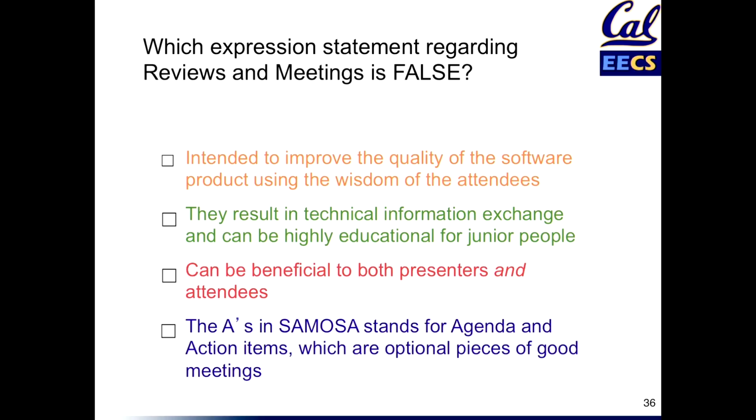Having said that, let's do a quick question here. Which statement regarding reviews and meetings is false? They're intended to improve the quality of the software product using the wisdom of the attendees. They can result in technical information exchange and can be highly educational for junior people. They can be beneficial to both the presenters and the attendees. The A in SAMOSAS stands for agenda and action items, which are optional pieces of good meetings. All right.